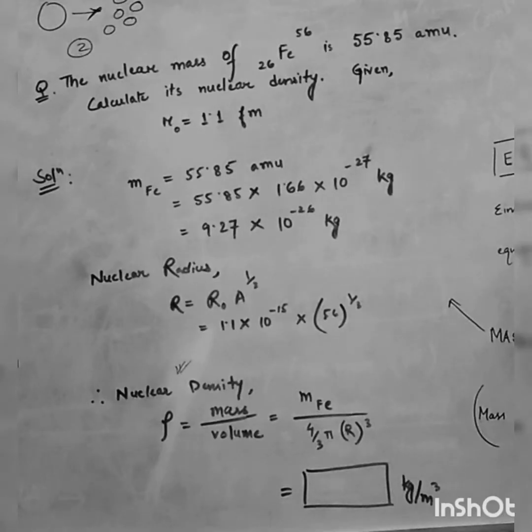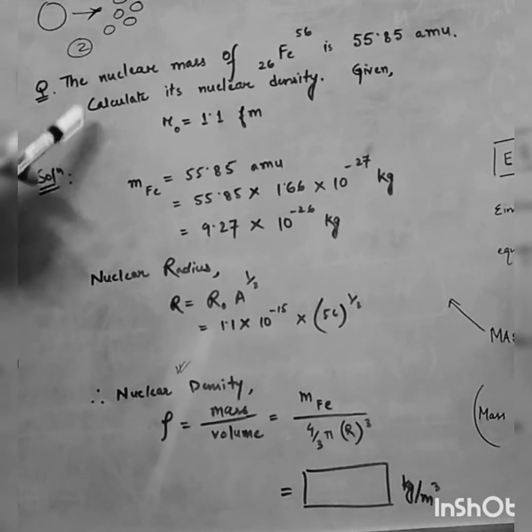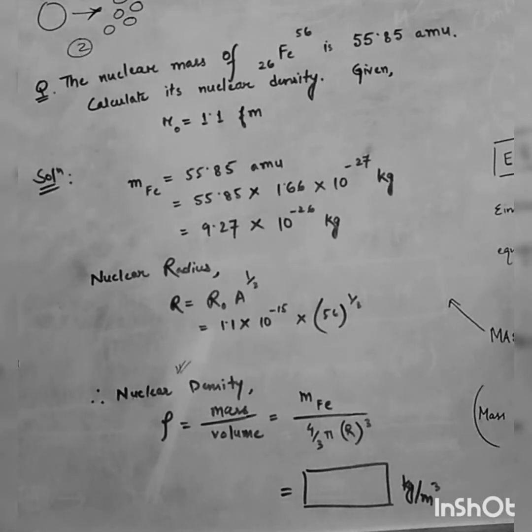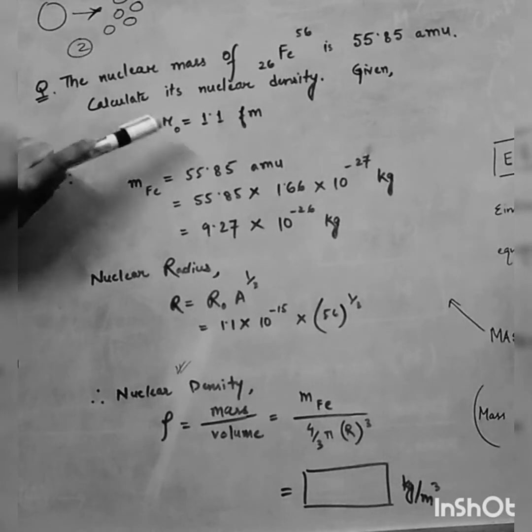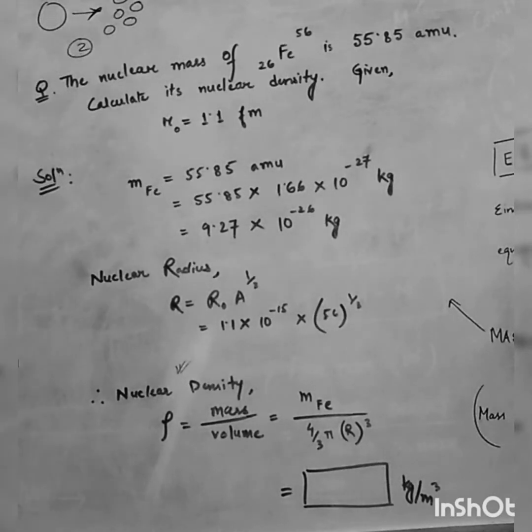Let us now see a numerical related to nuclear density. The question is, the nuclear mass of iron 56 is 55.85 atomic mass units. You need to calculate its nuclear density. What is given is the R0 value, which is 1.1 femtometer. First convert this R0 into meters. It will be 1.1 into 10 to the power minus 15 meter.